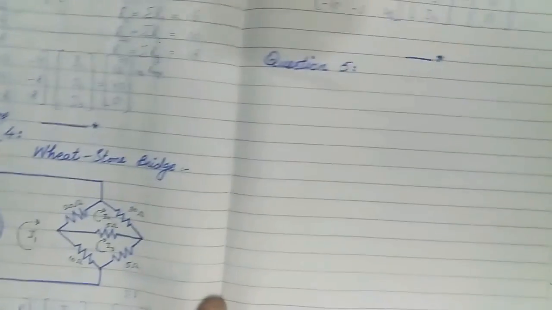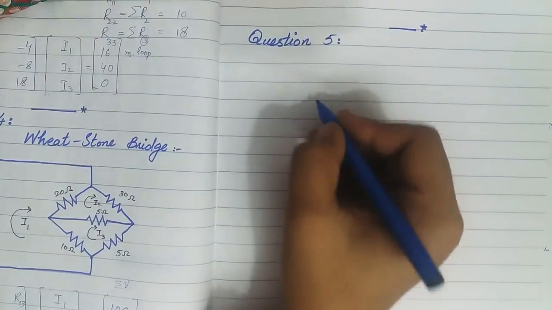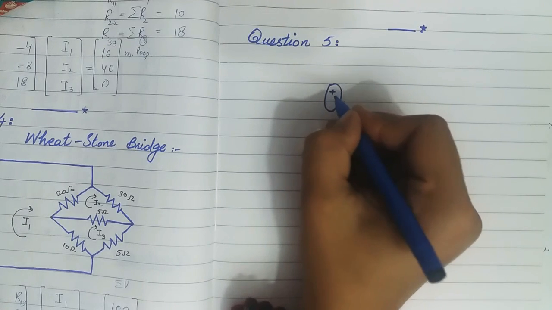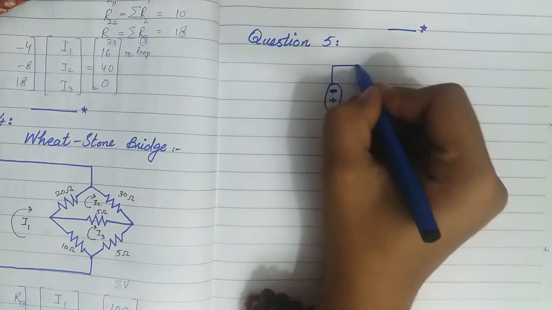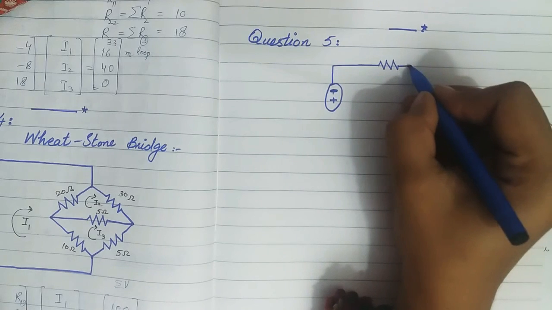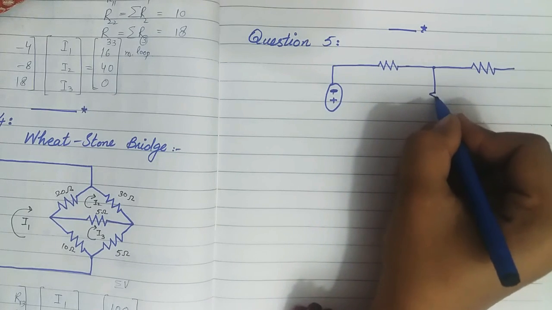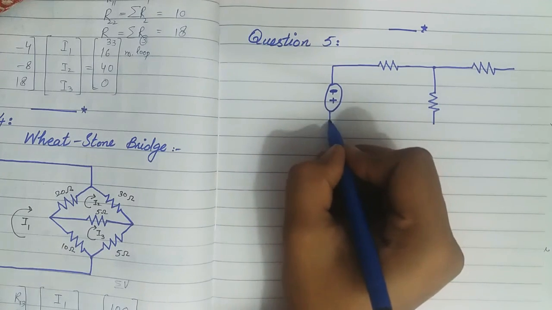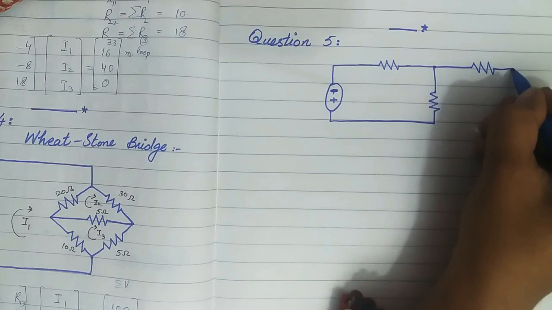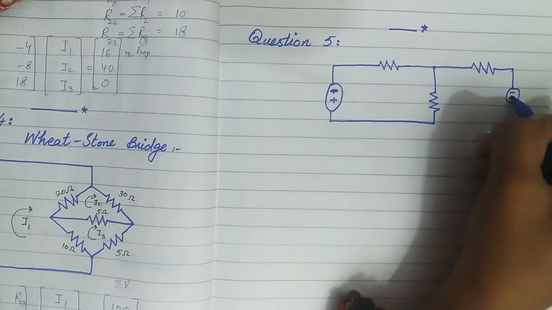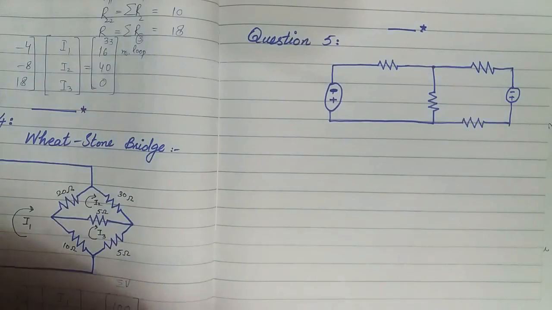Now, for practice, there is question 5, and it states that if a battery is attached from negative to positive, this is the first loop, and here we are talking about the second loop, with different values given.